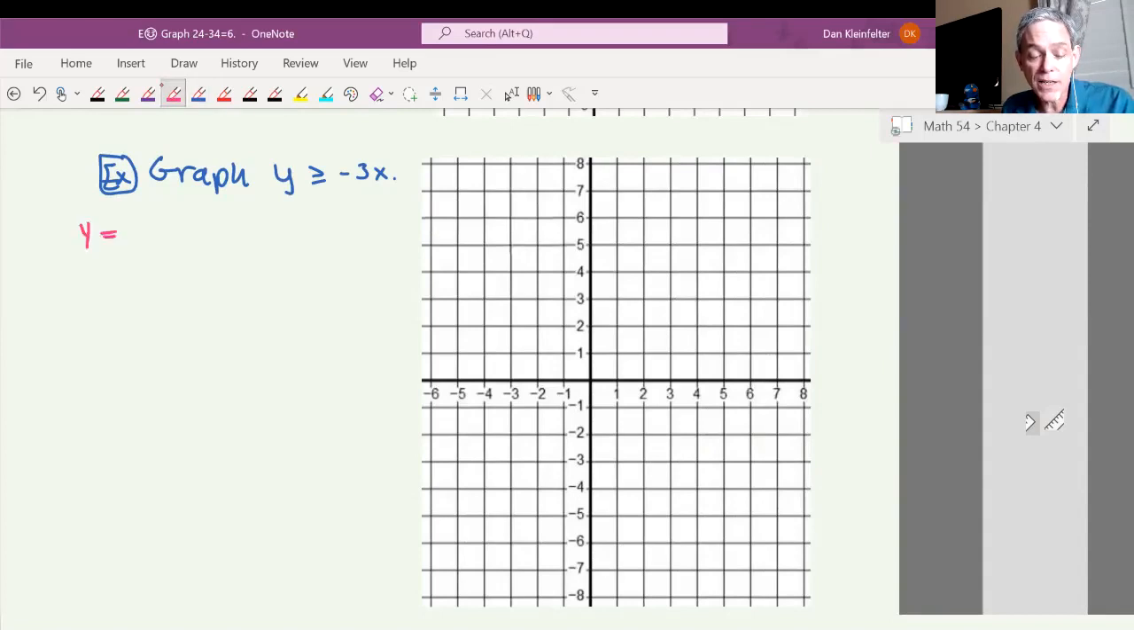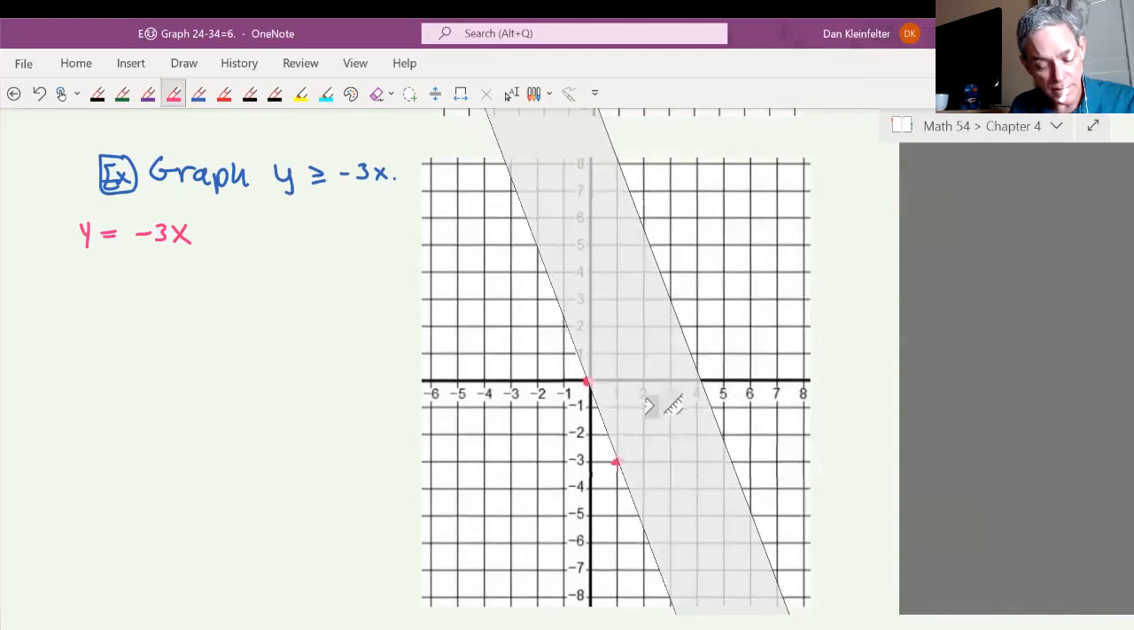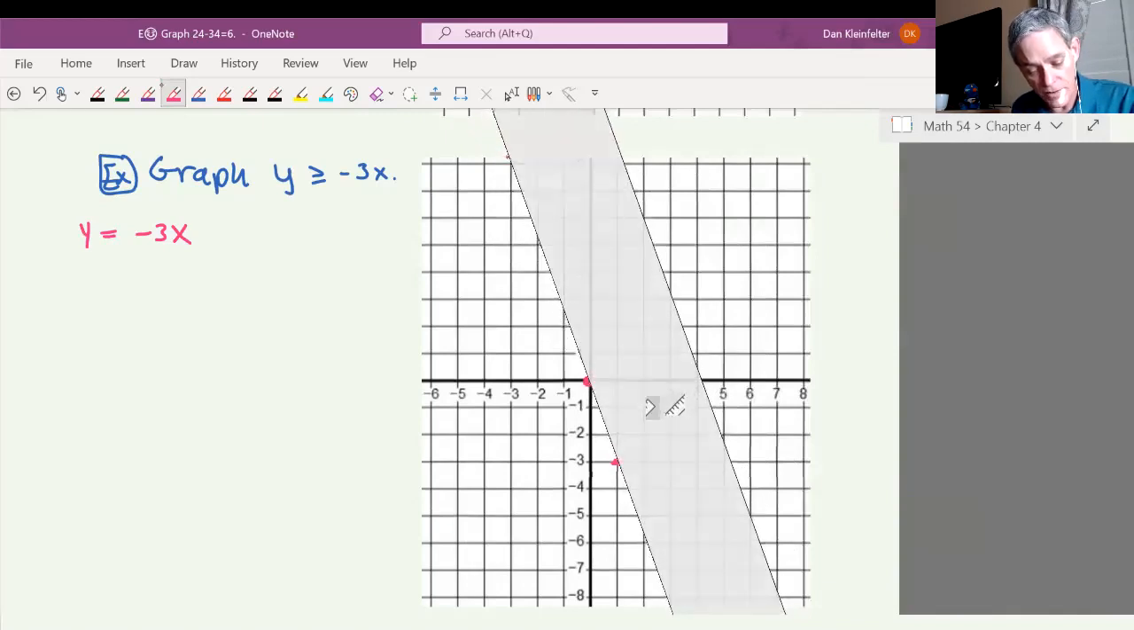Okay, our corresponding equation is y equals negative 3x. This one is a little different because it passes through the origin. So our y-intercept is 0. And so then we'll use the slope to get another point on the graph. I'm going to go down 3 and right 1. Because this one has the or equal to in it, I'll be drawing a solid line for this.